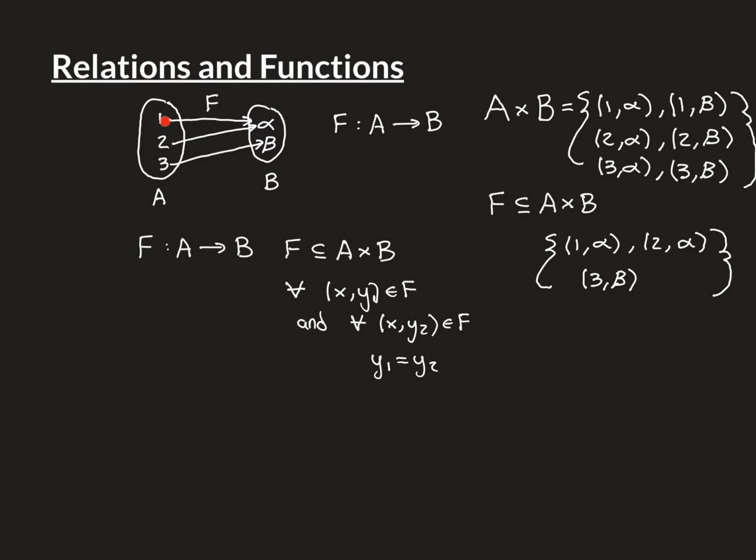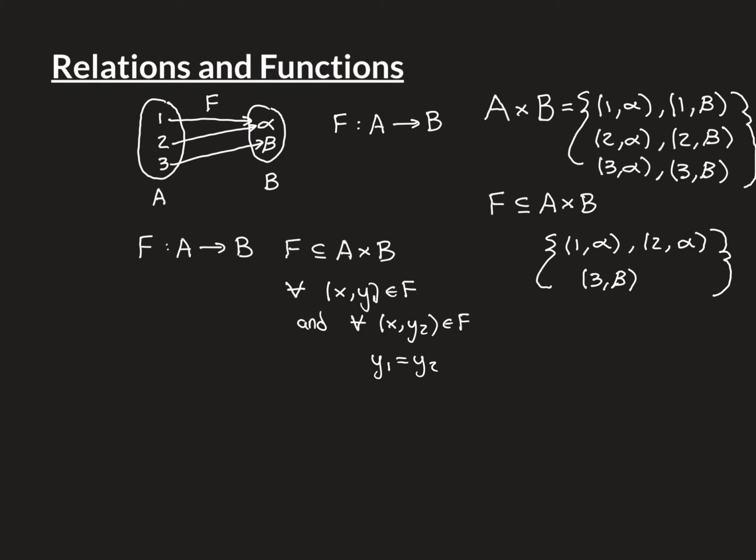The basic definition of a function is that each element in the domain is being mapped onto just one element in the codomain. Now the elements in the codomain can have multiple elements coming onto them, but you can't have multiple arrows coming from a single element in the domain. So you can't have one alpha and one beta in here.